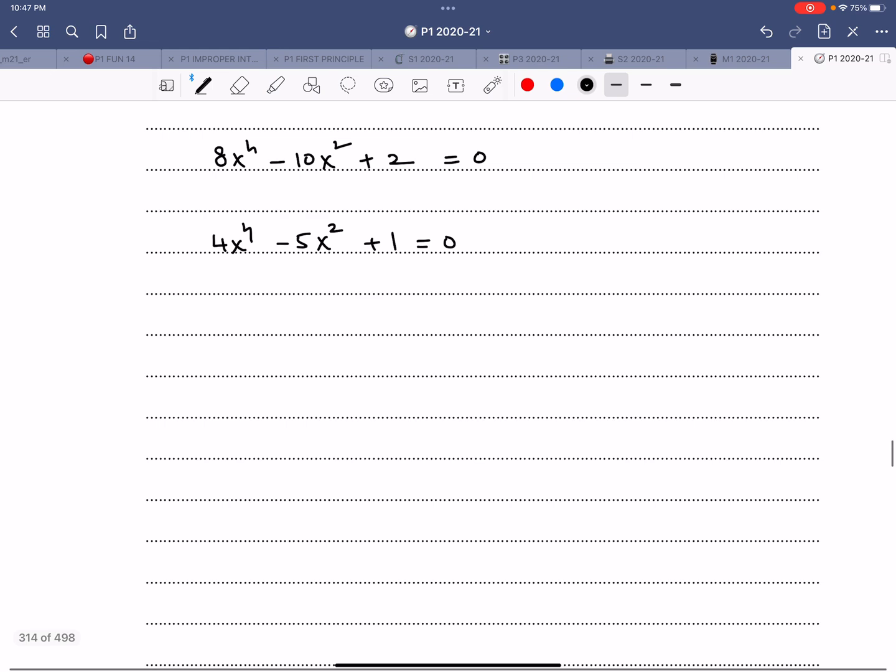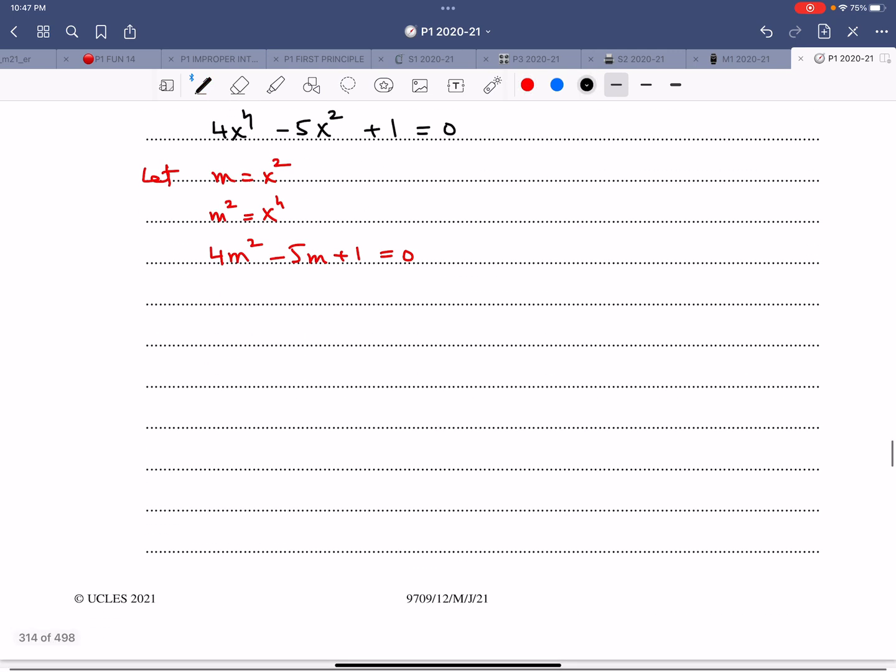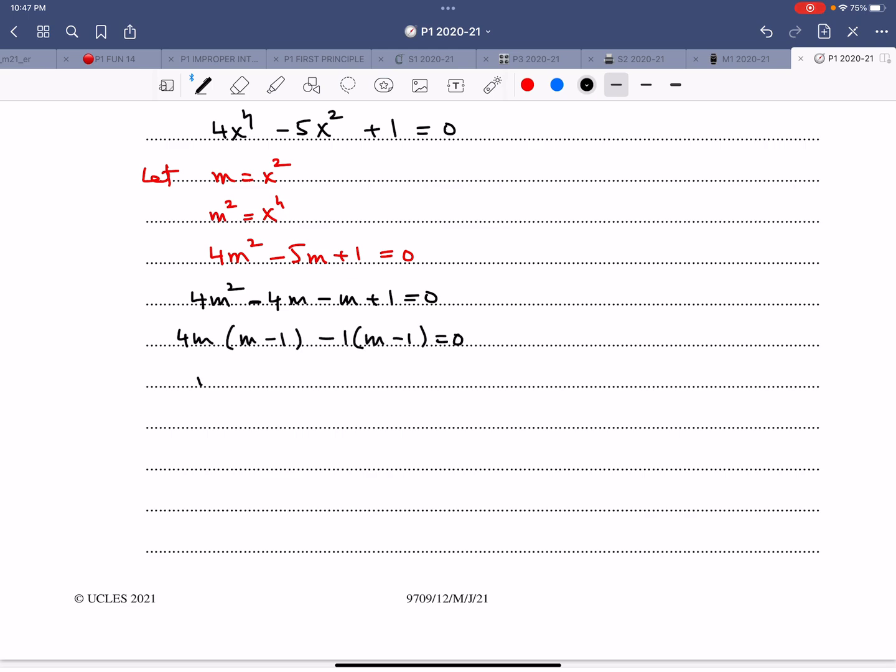So 8x4 plus 24x square plus 21 is 34x square plus 19. 8x4, 24 minus 34 is -10x square. 21 and 19, the difference is 2, equals 0. Therefore this is 4x4 minus 5x square plus 1 equals 0. Make a substitution: let m equal x square. Therefore x4 is m square. So 4m square minus 5m plus 1 equals 0. Looks like it's factorizable. So 4m square minus 4m minus m plus 1 equals 0. 4m, m minus 1, minus 1, m minus 1 equals 0. m minus 1, 4m minus 1 equals 0.